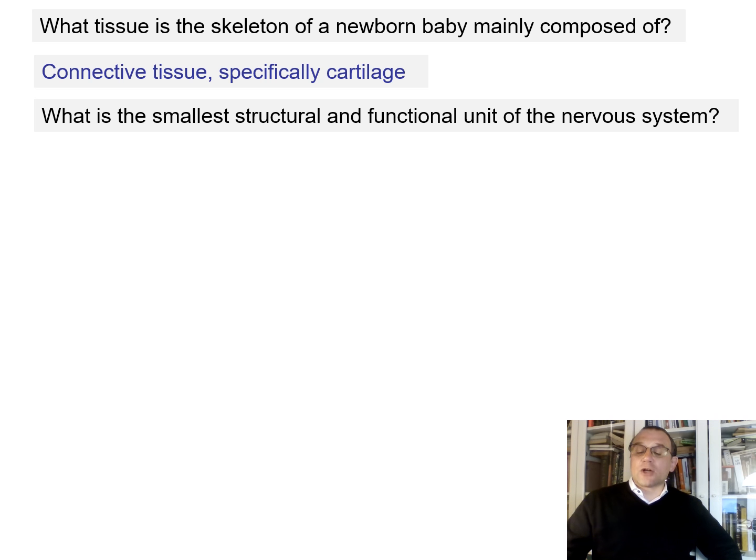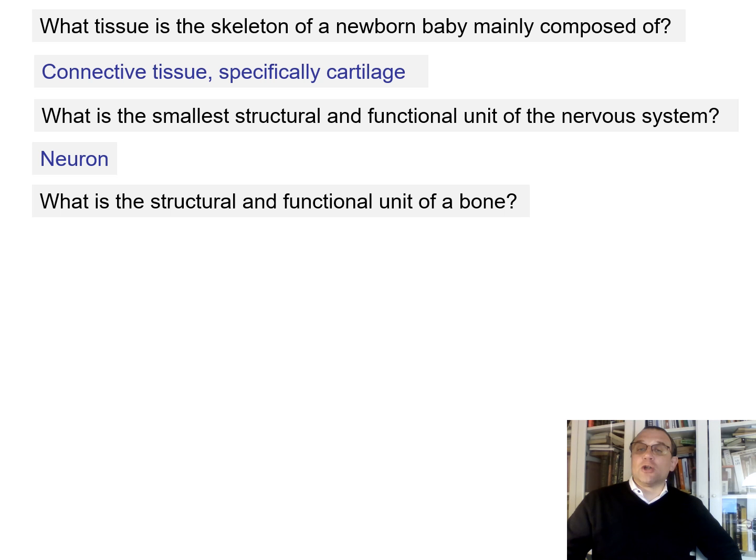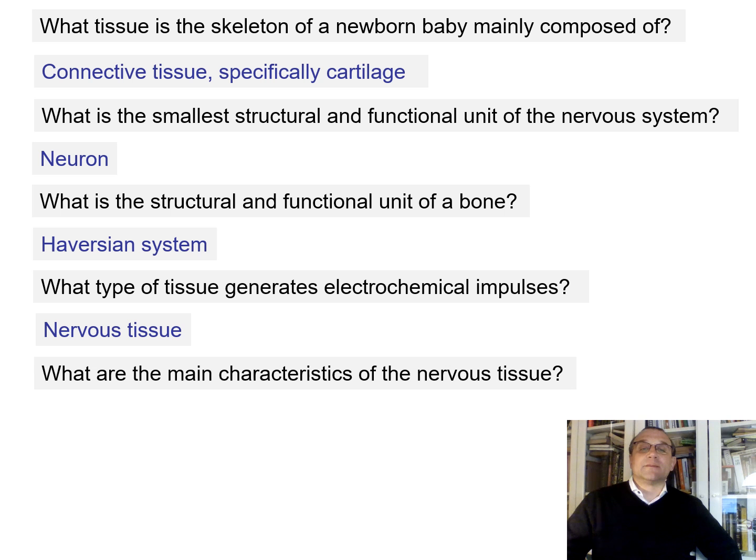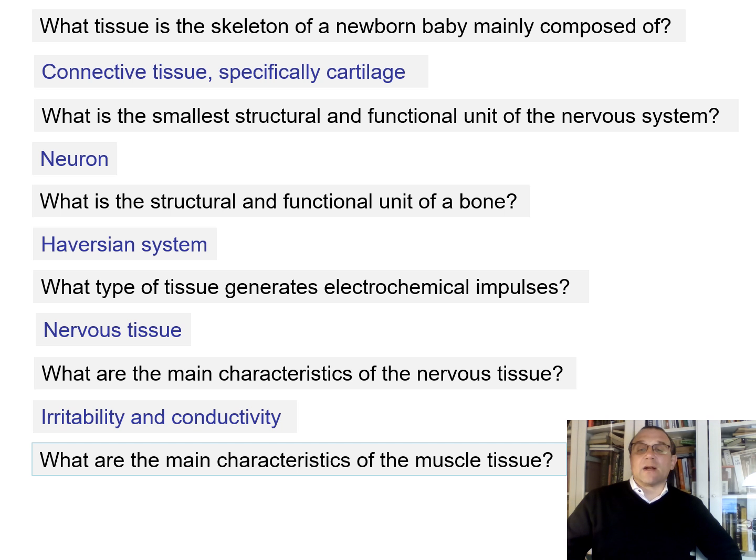What is the smallest structural and functional unit of the nervous system? Neuron. What is the structural and functional unit of a bone? Haversian system. What type of tissue generates electrochemical impulses? Nervous tissue. What are the main characteristics of the nervous tissue? Irritability and conductivity. What are the main characteristics of the muscle tissue? Contractility and irritability.